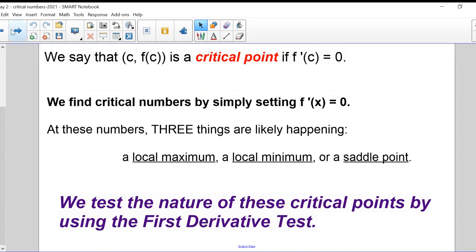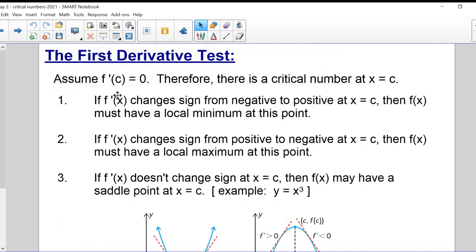First derivative test. You assume that f prime of c is equal to 0. Therefore, there's a critical number when x is equal to c. I talked about this on Friday, you hopefully remember this. If the sign of the first derivative changes from negative to positive at x equals c, so before c it was negative, then after c it's positive, then it means that you have a local minimum point.